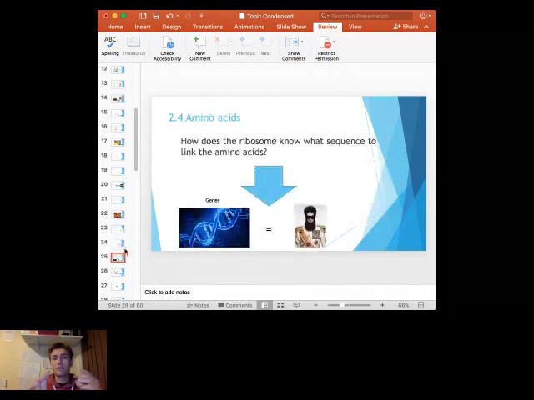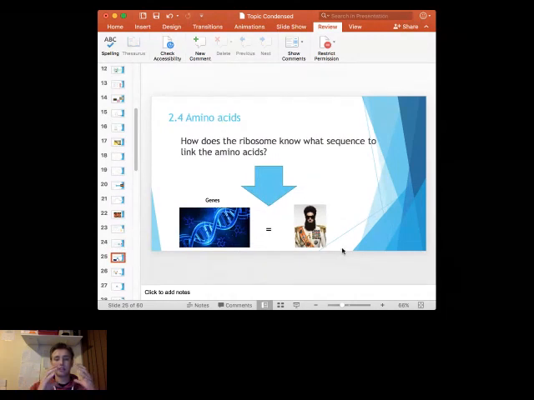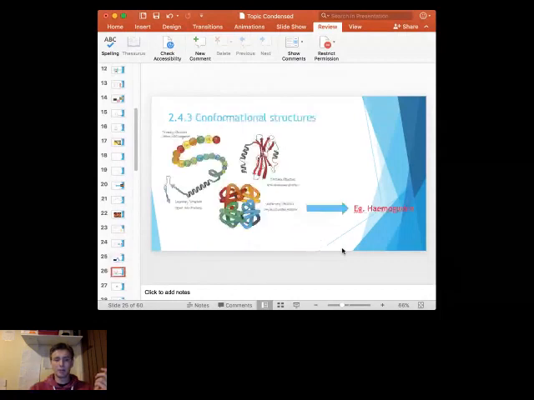But how does a ribosome know which sequence of amino acids it's supposed to link? Basically, you can think of the DNA or the genes as the dictator for the ribosome. It provides the instructions to the ribosomes using the genetic code. Very straightforward. Proteins also have.